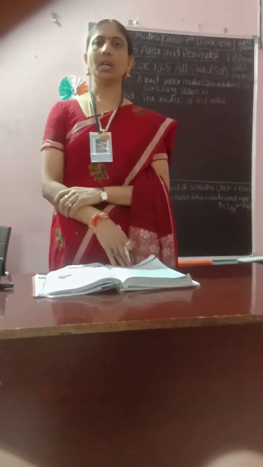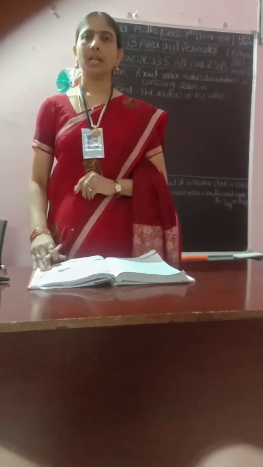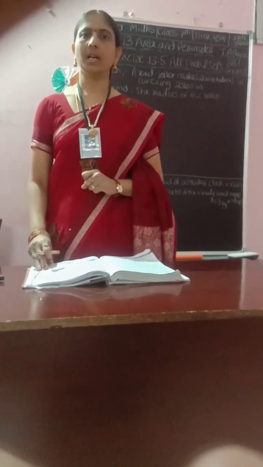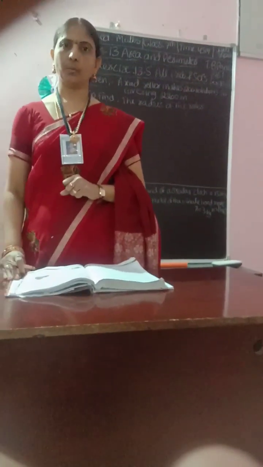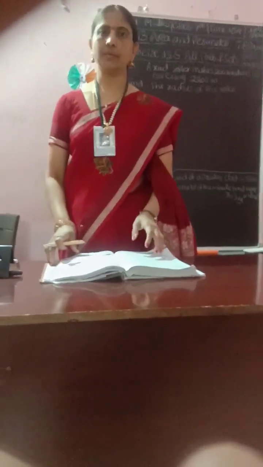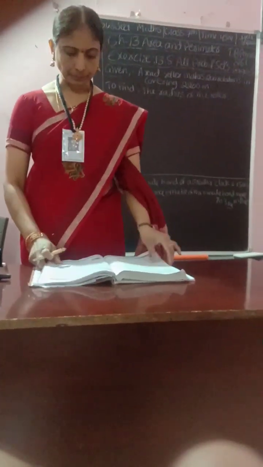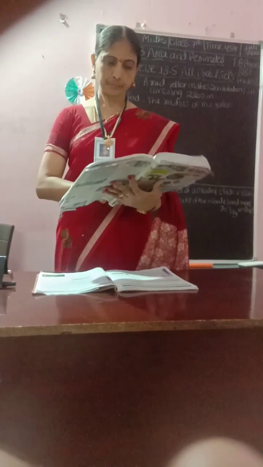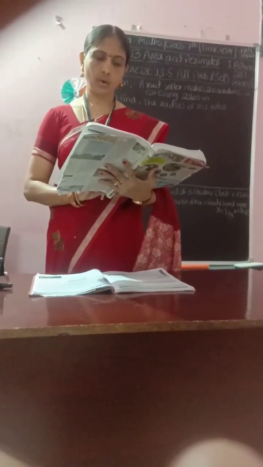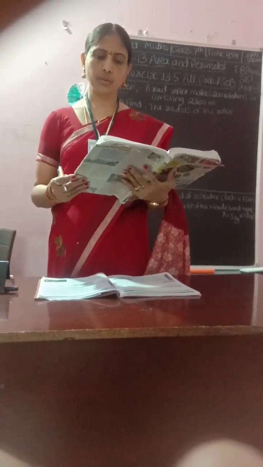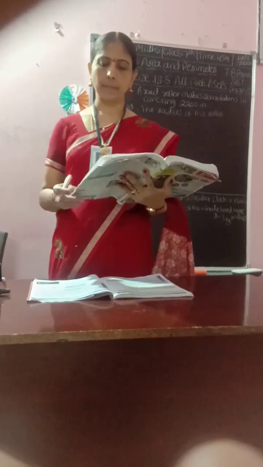Yeah, continuing the fourth phase. Today in this phase, we learn the 8th and 9th problems. First of all, I will give a textbook problem. 8th problem: A road roller makes 200 rotations in covering 2200 meters. Find the radius of the roller.